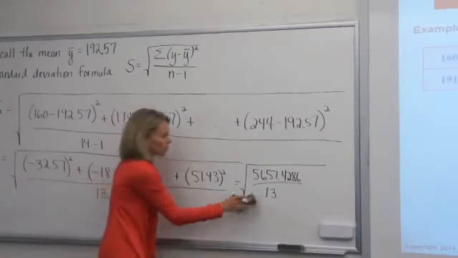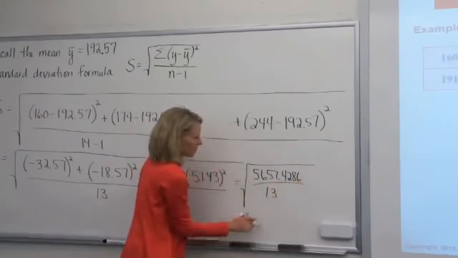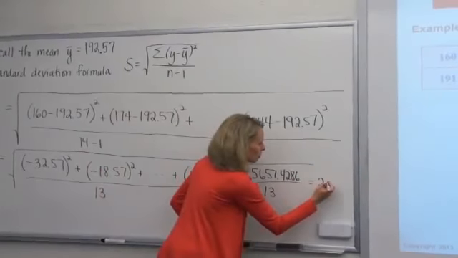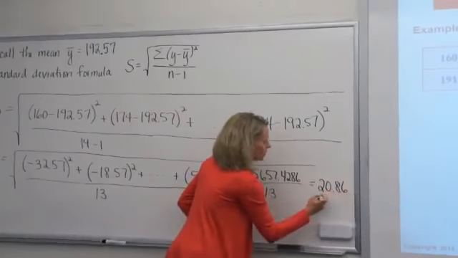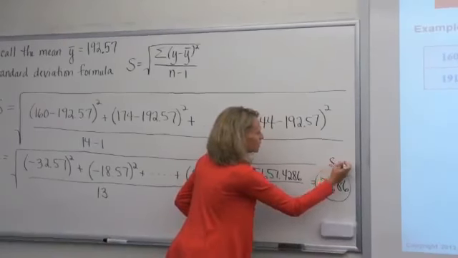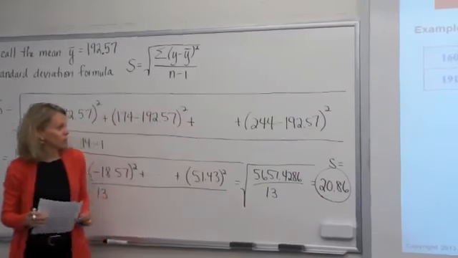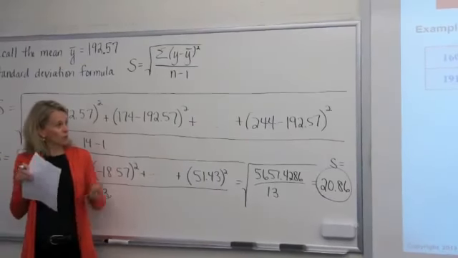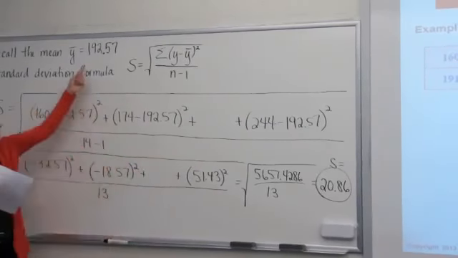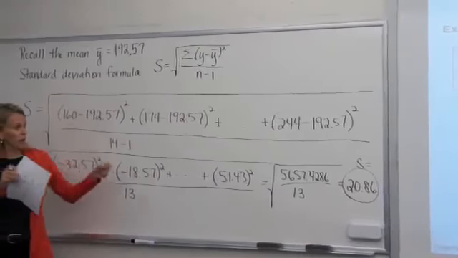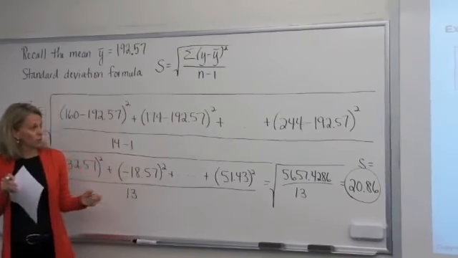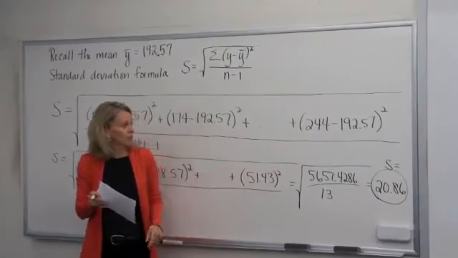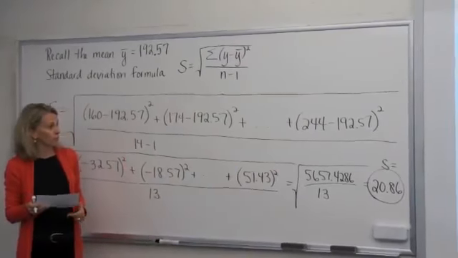And then when you compute this, we'll end up with the standard deviation. We'll get 20.86. So that's our sample standard deviation. If you were to plot those 14 points on a number line, the average is 192, and the average spread of the points from the mean would be about 20.86. So it's like the average spread from the mean.